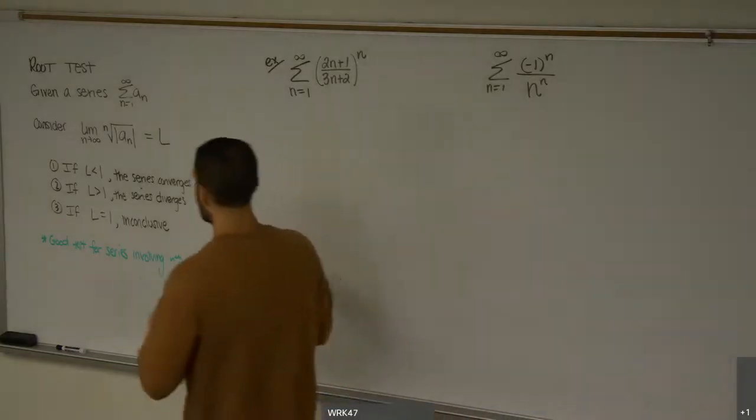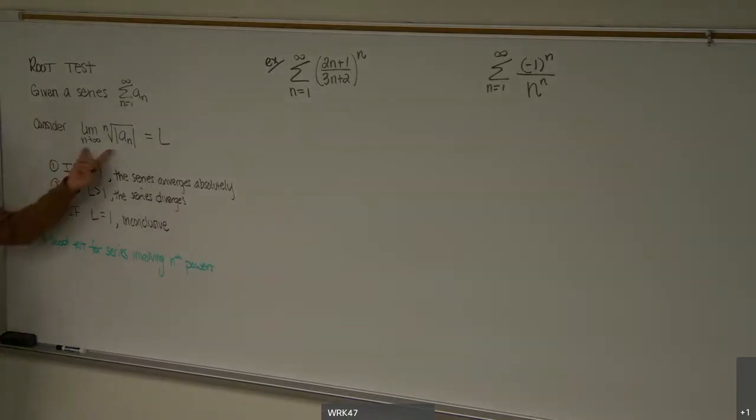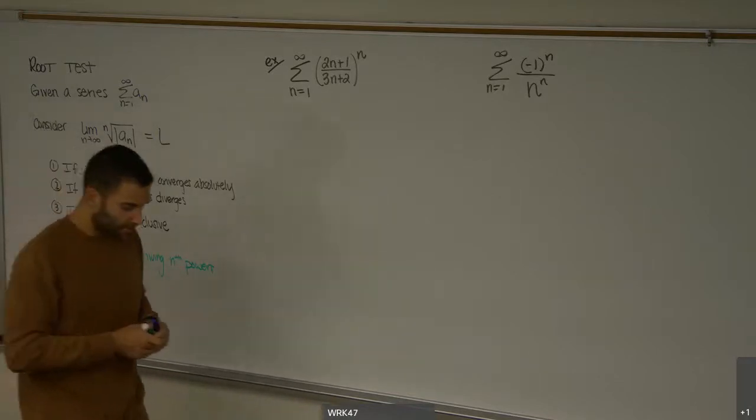This one says, given a series, consider the limit. Instead of now the ratio of consecutive terms, you're taking the nth root of the absolute value of my sequence. You're going to take that limit and consider what you get for that limit, L. Again, if L is less than 1, the series converges absolutely. If it's bigger than 1, the series diverges, and if equal to 1, it's inconclusive. So very similar test to the ratio test, that's why they're often paired together.